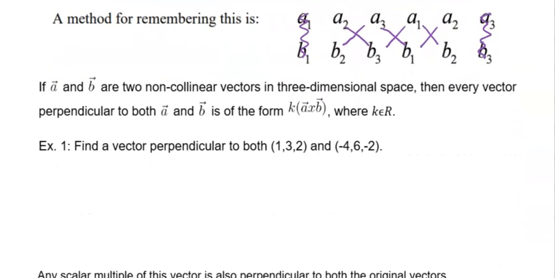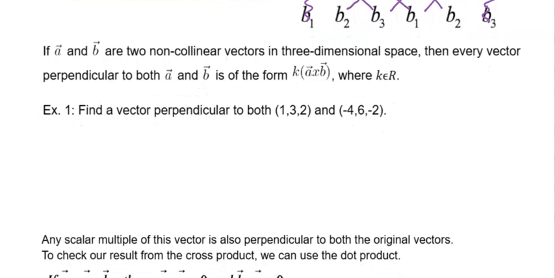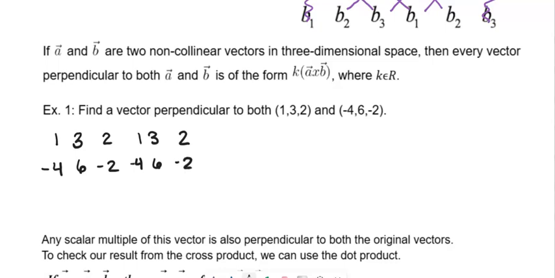Okay, so let's look at an example here. We're going to find the vector that's perpendicular to both vector 1, 3, 2 and also vector negative 4, 6, negative 2. So what I'm going to do is write out these two vectors: 1, 3, 2, 1, 3, 2, negative 4, 6, negative 2, negative 4, 6, negative 2.